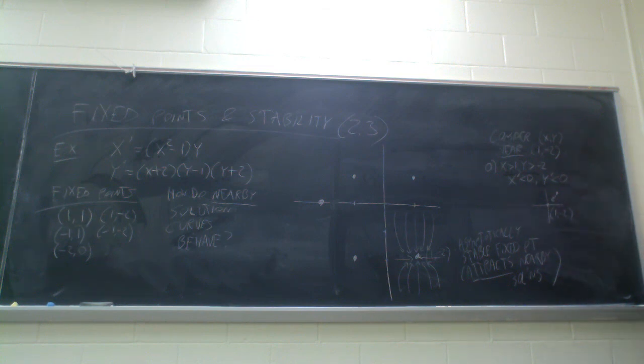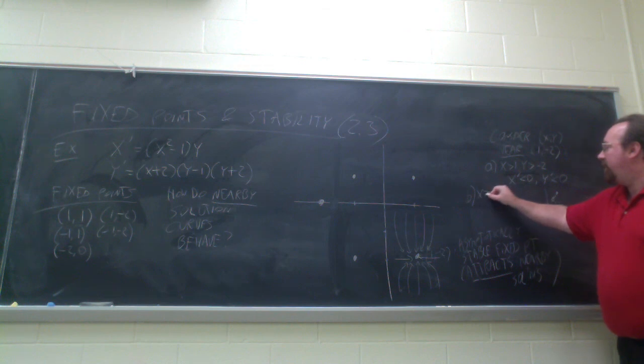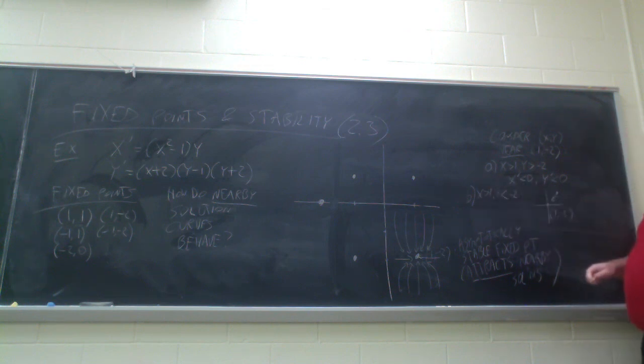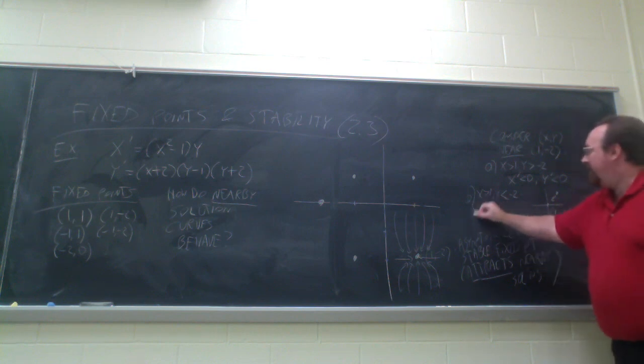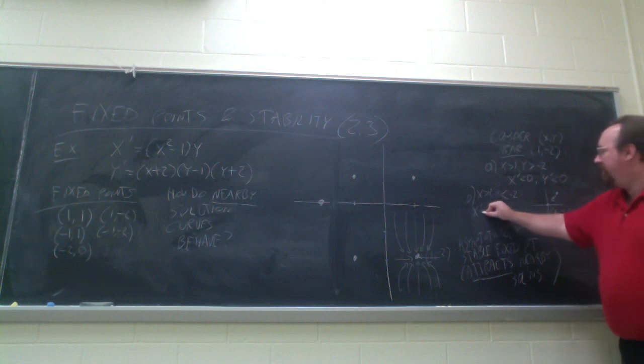That's just one case. And on the other hand, I'll just do one more. If x is still greater than 1 and y is less than minus 2, then x prime is still going to be negative.